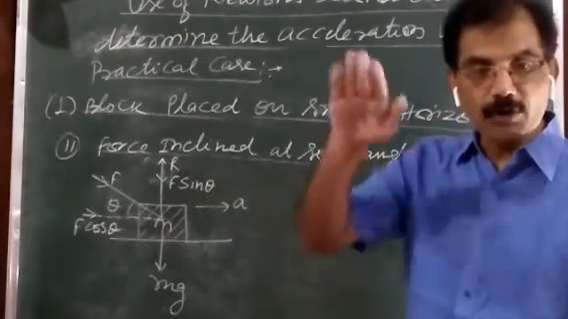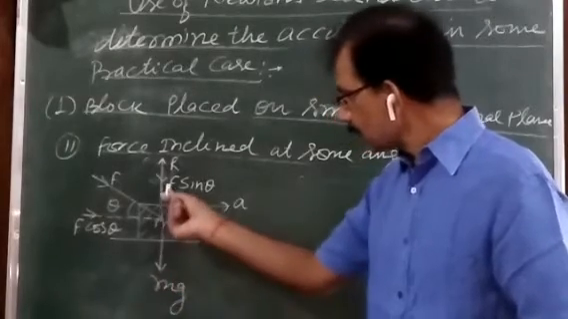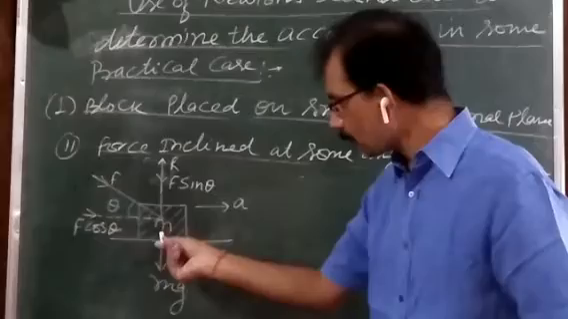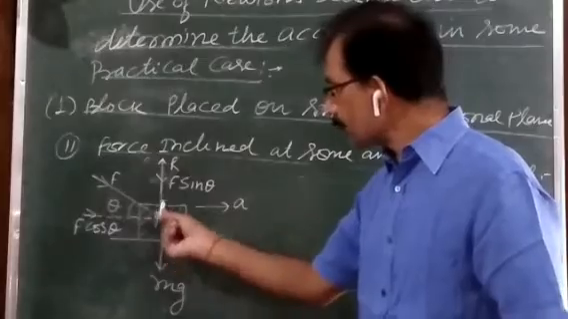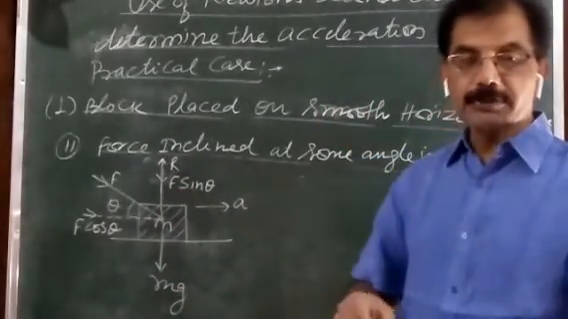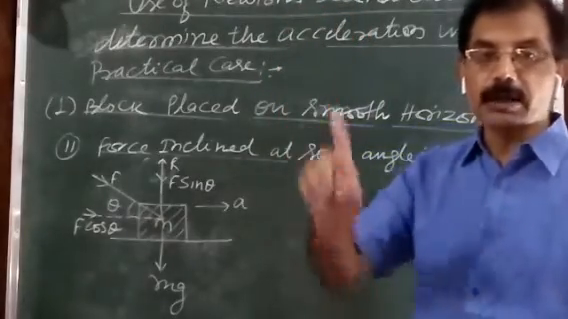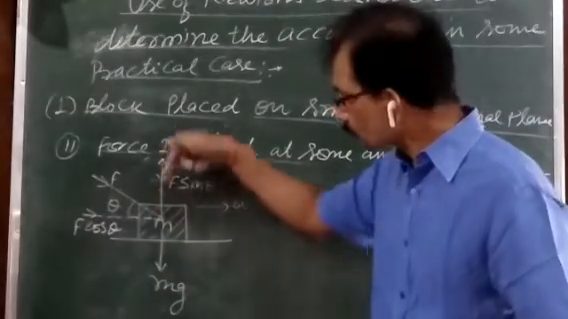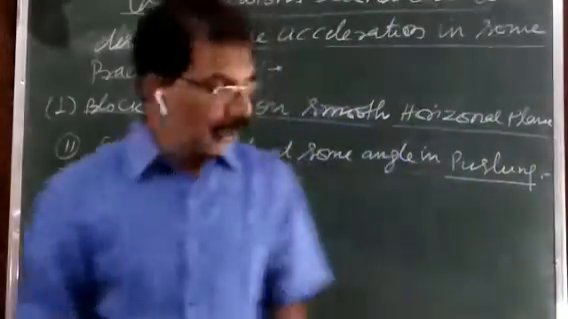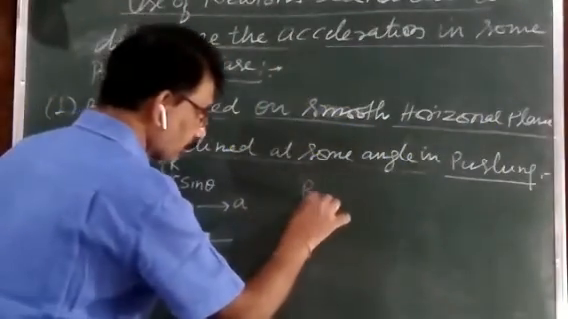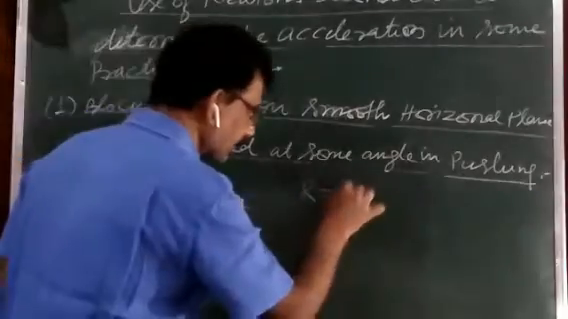How many forces are acting in the downward direction on this block? So downward direction is the weight of this block mg, and this F sin theta component is also acting in what direction? Downward direction. But this block is neither moving upward nor downward. It means total upward force is balanced by the total downward force. So what is the total upward force? Only R. Total downward force is F sin theta plus mg. So you can say R, the upward force, is balanced by the total downward force F sin theta plus mg.